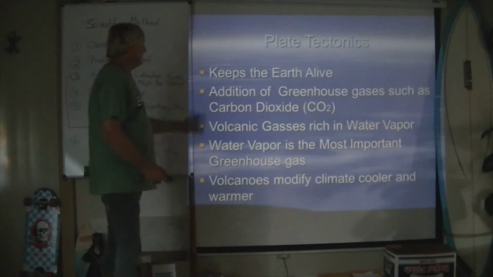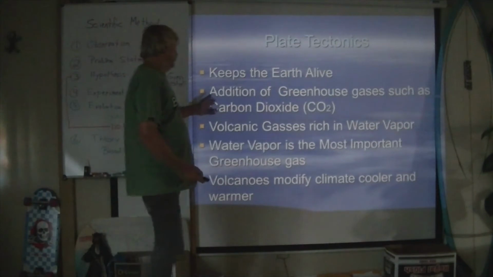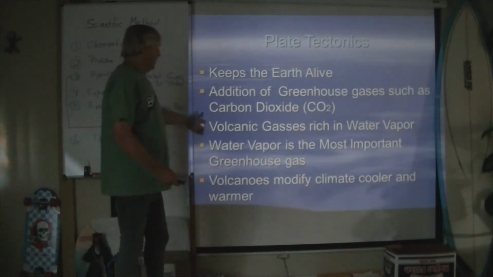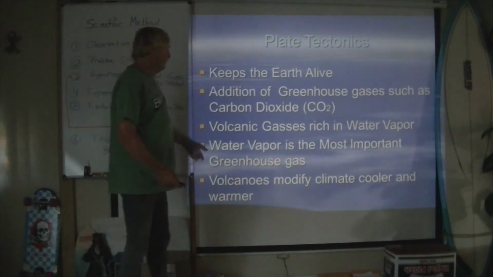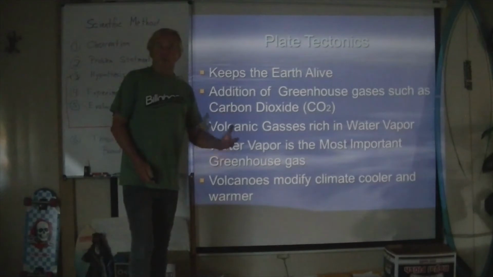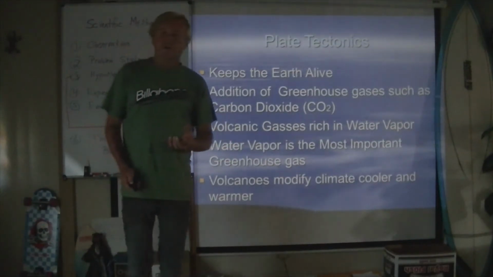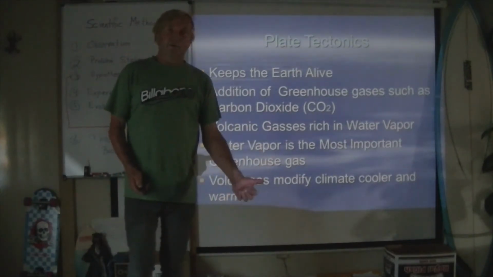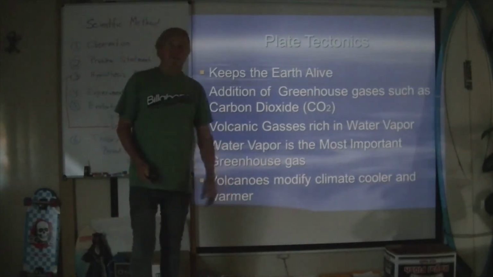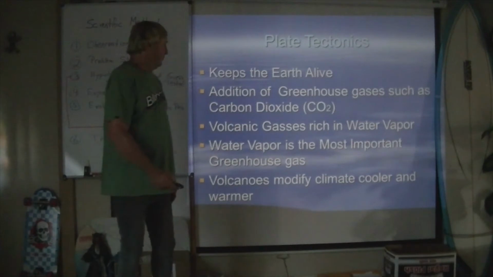So plate tectonics keeps the Earth alive through the addition of greenhouse gases, carbon dioxide. Volcanic gases are rich in water vapor, and water vapor is the most important greenhouse gas. So volcanoes can modify climate by making it warmer or making it cooler. So volcanoes can do two things. They can make climate either warmer or cooler.